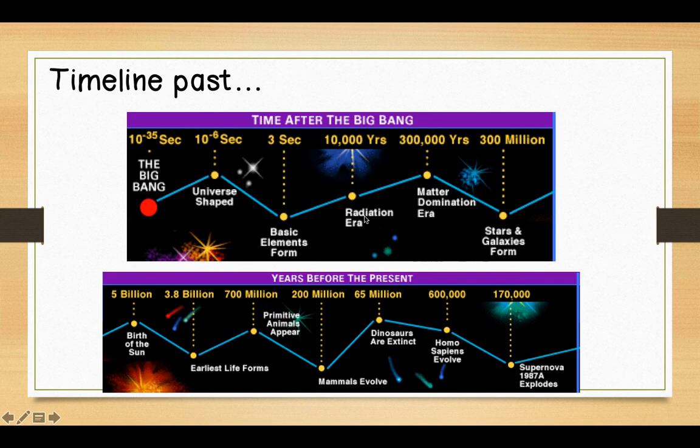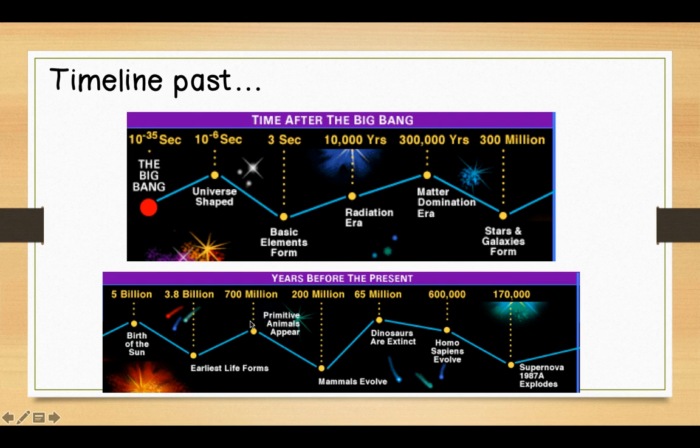And then it took thousands of years for there to be radiation and light forming. And then hundreds of thousands of years when matter started forming. And then millions of years, and we have galaxies. And then our sun was about 5 billion years after the Big Bang. And then we've got life that forms about 3.8 billion after that.